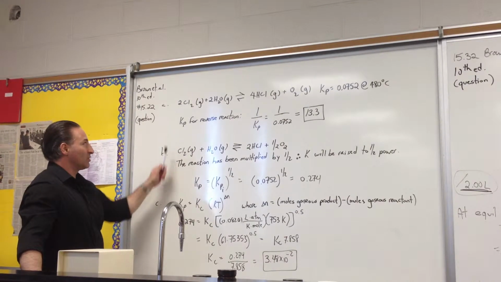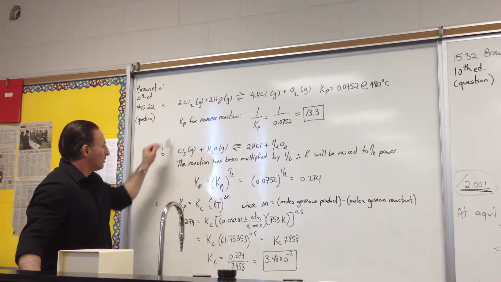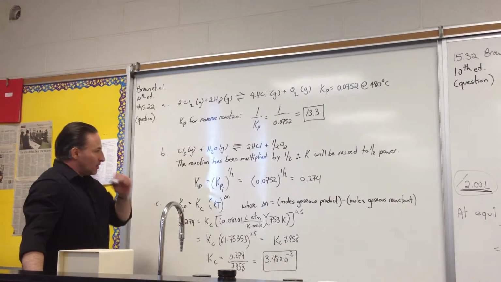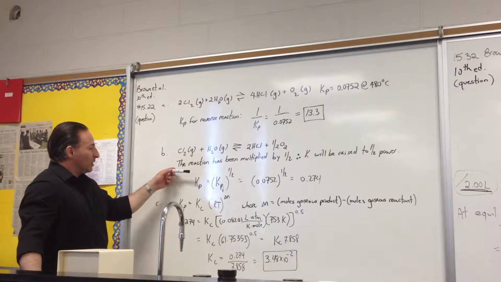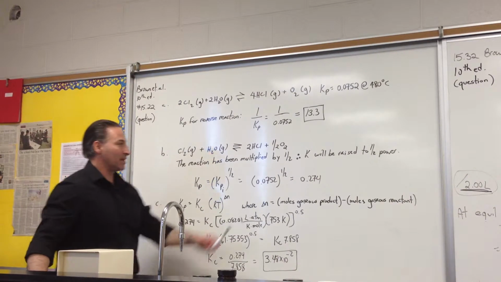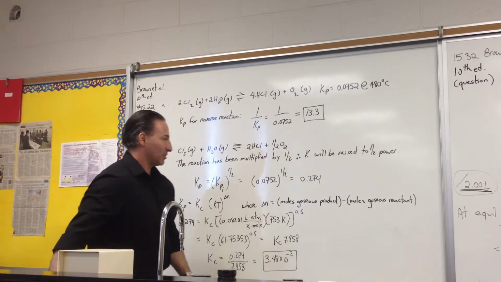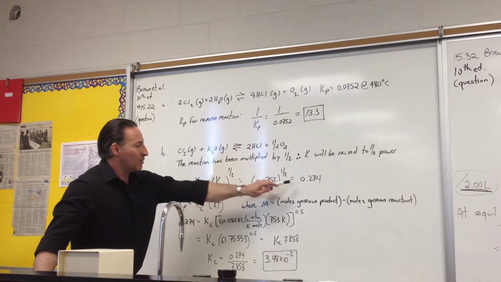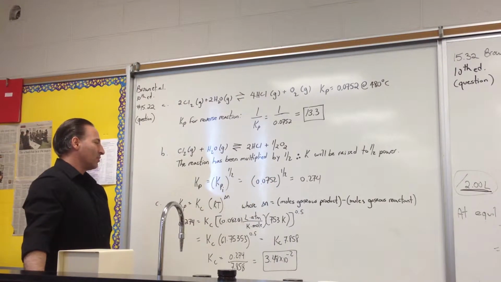Then they ask, what is the K value for the reaction multiplied by 1/2? So you take this reaction, multiply the whole reaction by 1/2, and you will get this reaction. The rule says that when you multiply a reaction by 1/2, you have to raise the value of K by the same number. So we're going to raise K to the power of 1/2, which means taking the square root of K. 0.0752 raised to the power of 1/2 gives you 0.274.